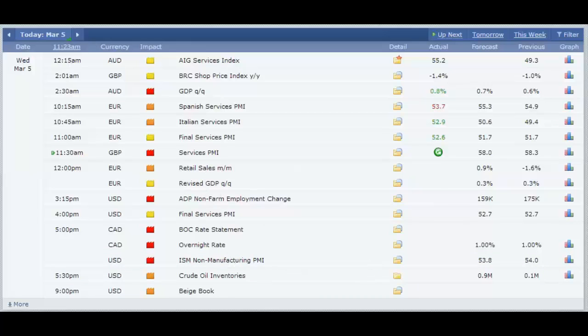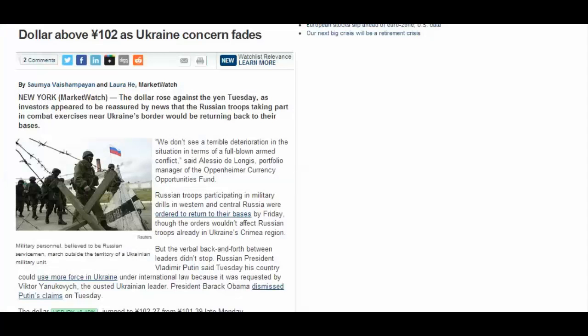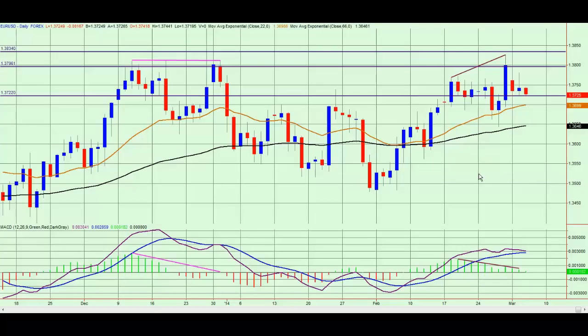I'll quickly flick over to some other headlines. The only real headline came from yesterday, which is basically the dollar is showing strength against the yen. Obviously, this week we've had the concerns over the Ukraine and Russia. If we go and look at the chart.